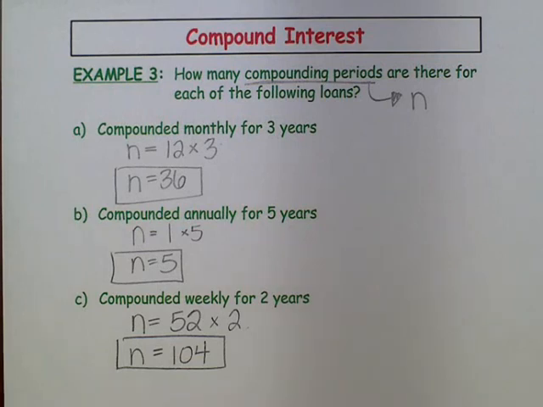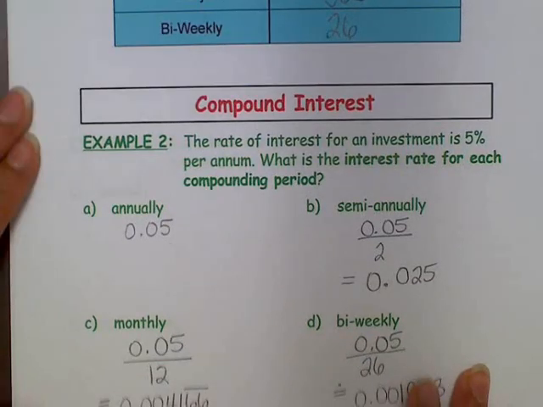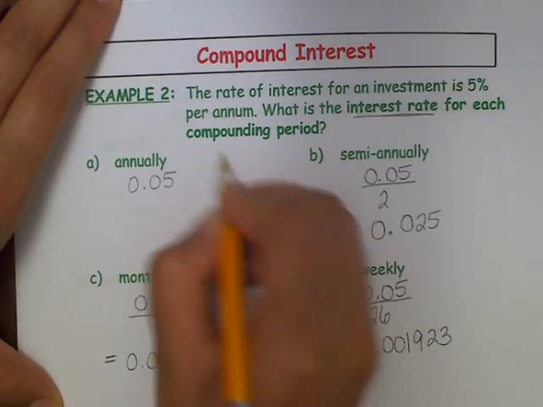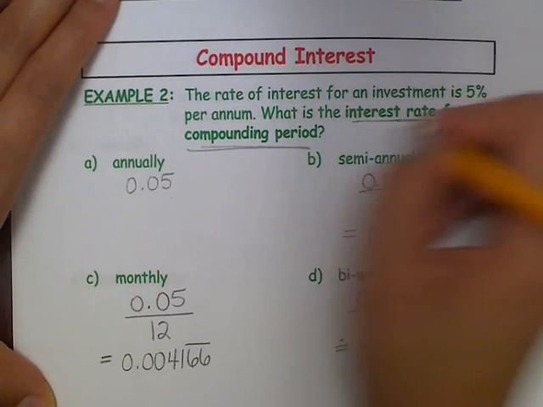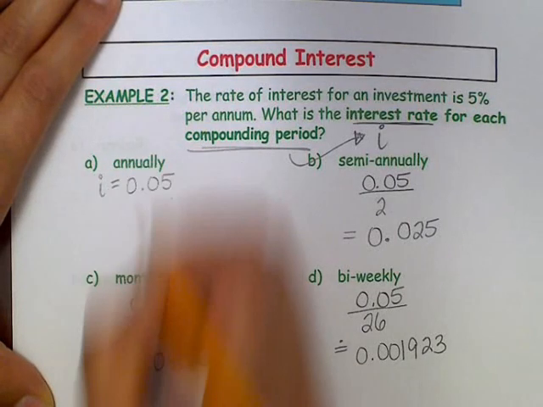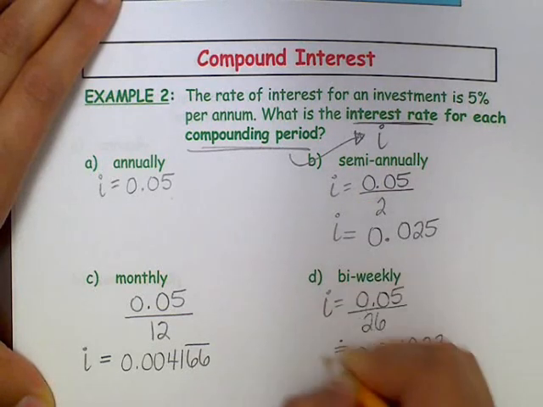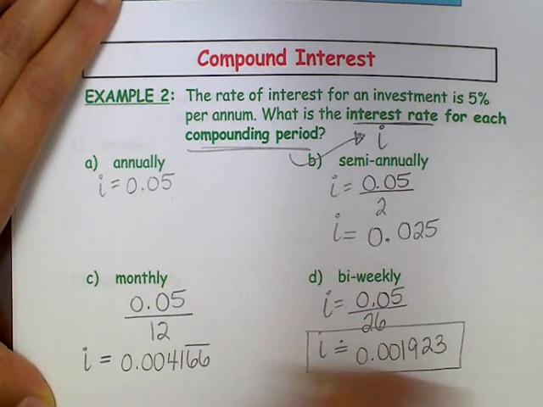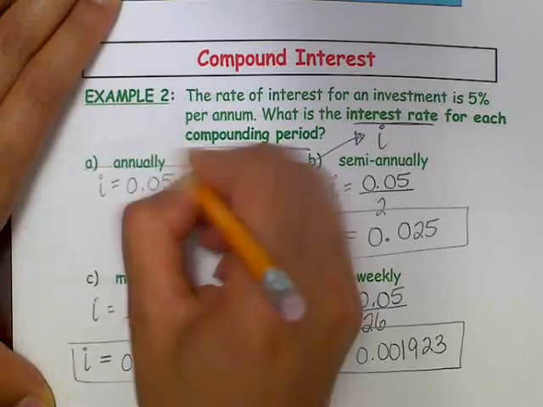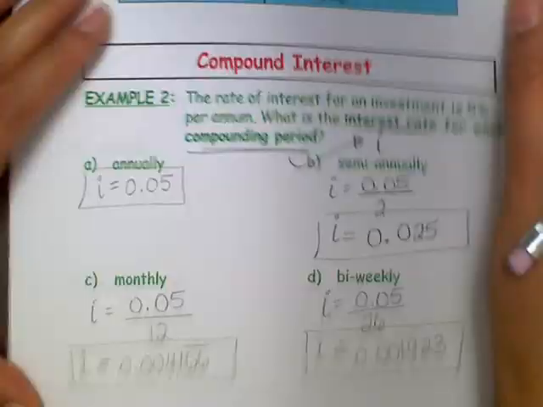I just want to correct something in example 2, so I'm going to go back one example. In example 2, the rate of interest that you were given is 5%, and we were looking for the interest rate per compounding period. The letter that indicates the interest rate per compounding period is the letter i. So what I solved for in each of these was the value of i. I just wanted to correct that so that you know the value we solved for here is actually the value of i. i is one of the values that we have in our equation. So we looked at how to solve for i, and we also looked at how to solve for n.